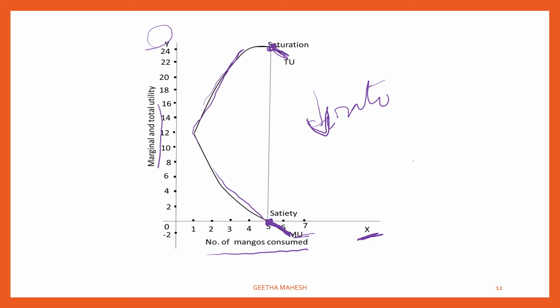When marginal utility is 0, the consumer has satiety. That means he is able to satisfy his want and he is going to get maximum satisfaction by consuming a fifth unit of mango. So the consumer has reached the saturation point.